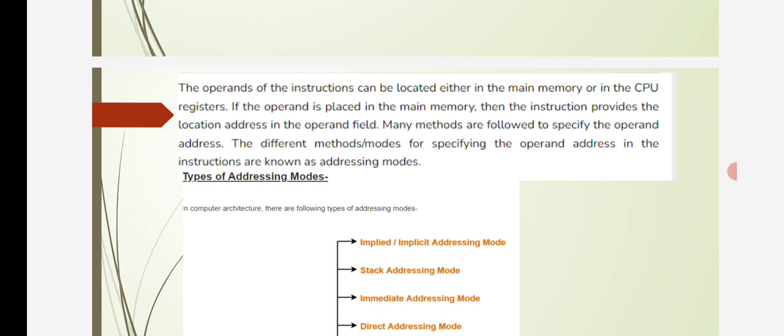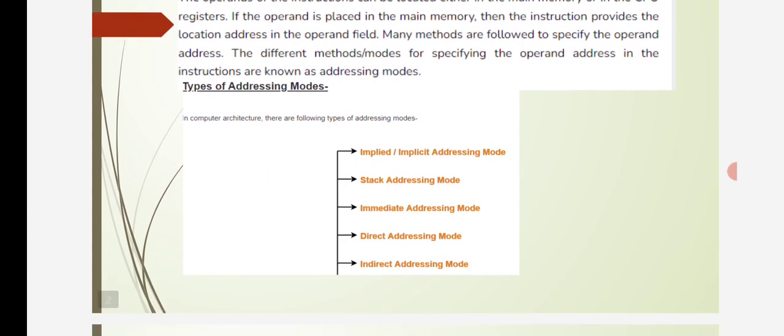The operands of the instruction can be located either in the main memory or in the CPU registers. If the operand is placed in the main memory, then the instruction provides the location address in the operand field. Many methods are followed to specify the operand address. The different methods or modes for specifying the operand address in the instructions are known as addressing modes.